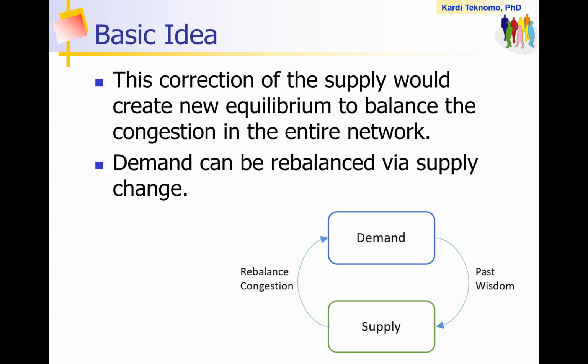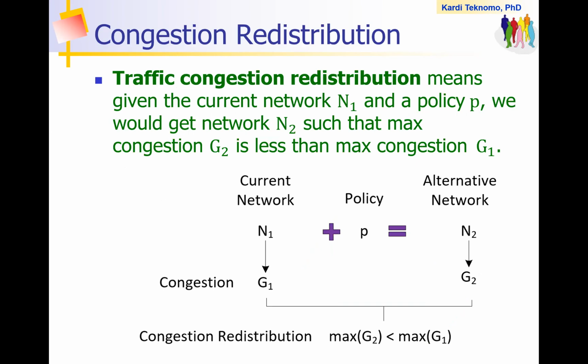Okay, so that means now the demands can be rebalanced via the supply chains. Here is the basic idea. I want to redistribute the congestion, meaning the road that is not congested, I want to make it congested. The road that is already congested can be reduced.